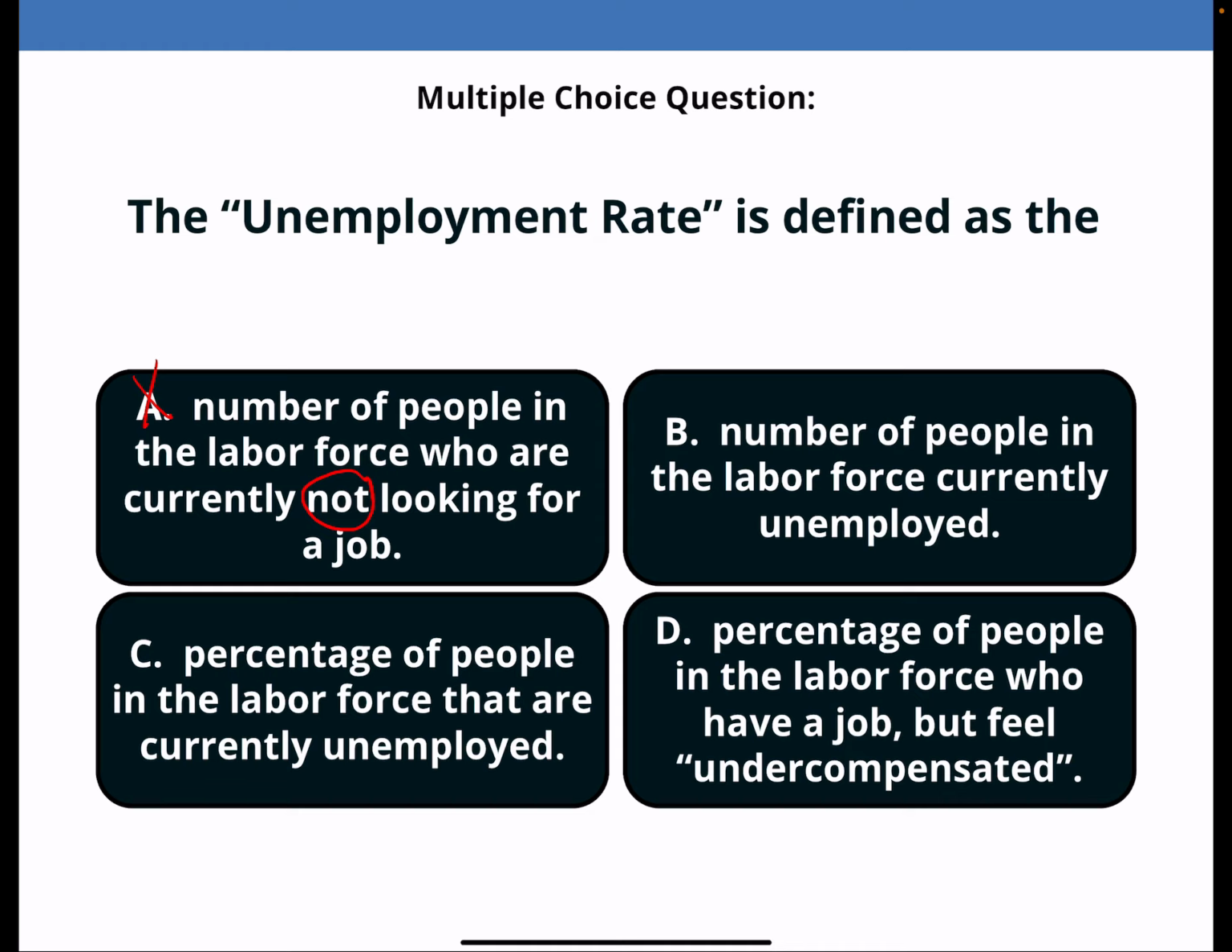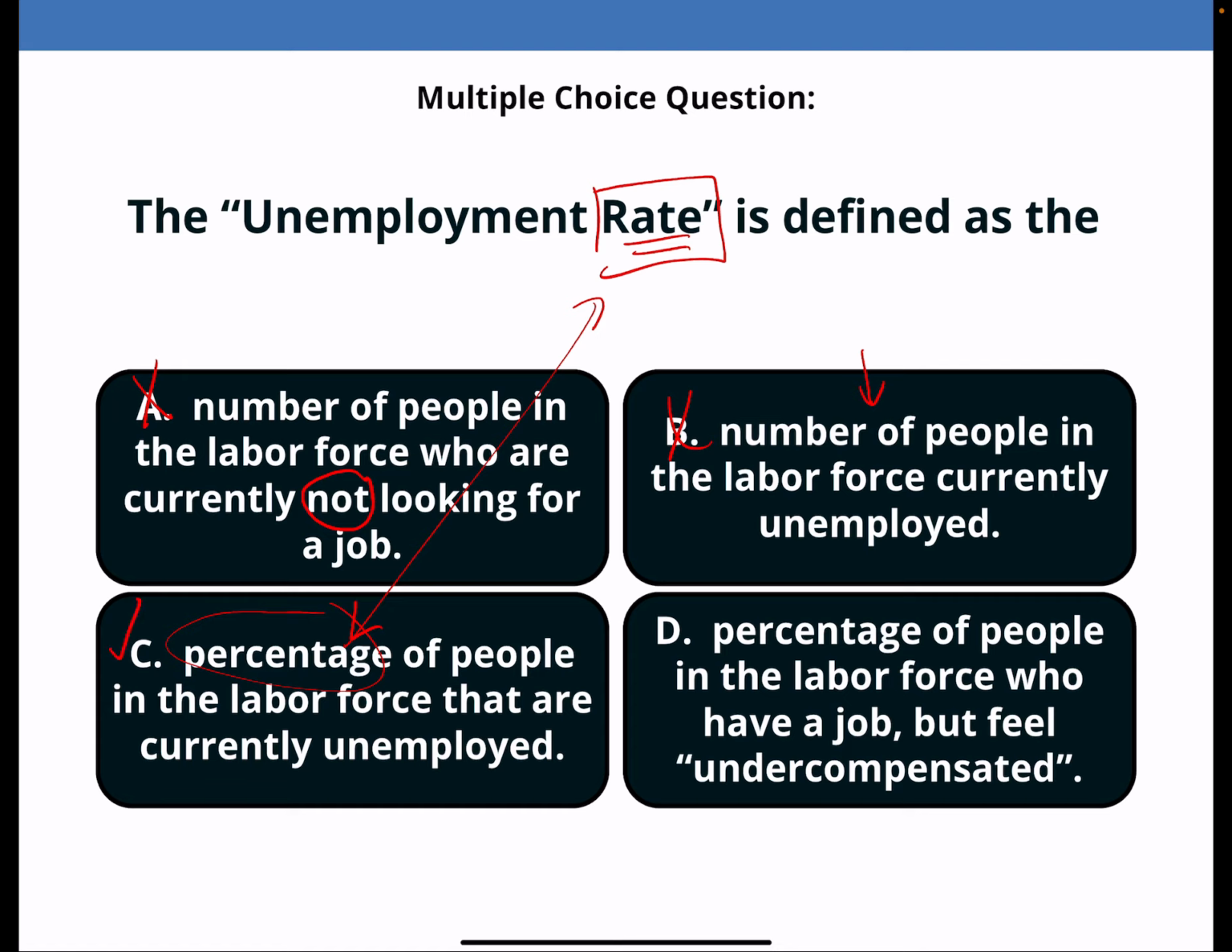Number of people. We're asking for the unemployment rate. This is describing the unemployed, not the unemployment rate. I don't think B is correct either. Let's look at C. Percentage. Okay, now that word, percentage, that matches rate. Percentage of people in the labor force that are currently unemployed.